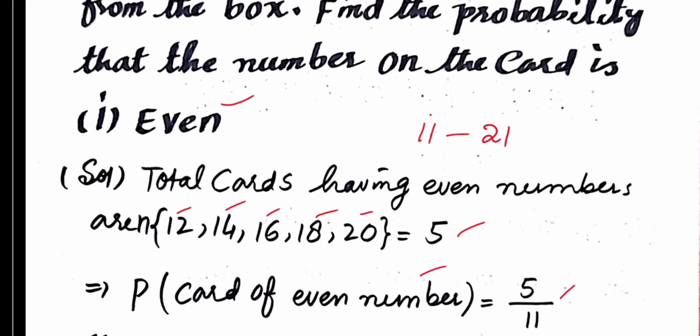Total numbers from 11 to 21 are 11. This can be obtained by subtracting 11 from 21 plus 1. 21 minus 11, this is 10. 10 plus 1, this is 11. Otherwise, you can count the numbers from 11 to 21. This will be 11. So this is the probability 5 over 11.